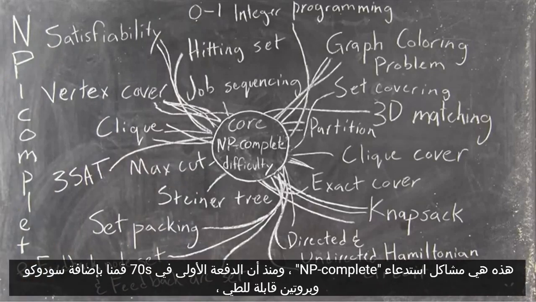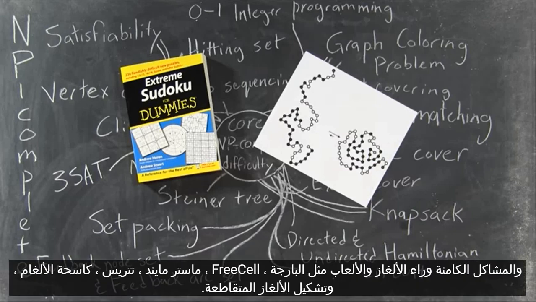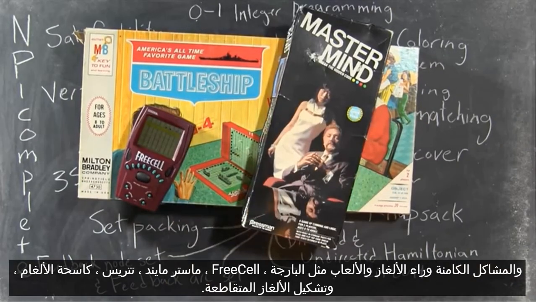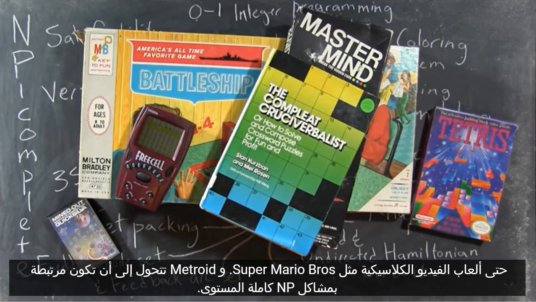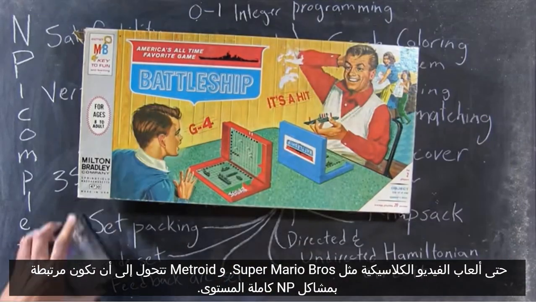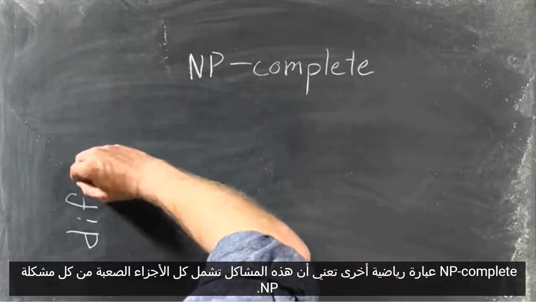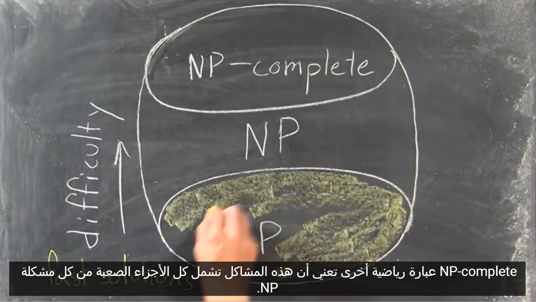These are called NP-complete problems, and since that first batch in the 70s, we've added Sudoku and protein folding and problems underlying puzzles and games like Battleship, Free Cell, Mastermind, Tetris, Minesweeper, and making up crossword puzzles. Even classic video games like Super Mario Bros. and Metroid turn out to be connected to NP-complete level traversal problems. NP-complete is yet another math phrase meaning that these problems include all the really hard parts of every NP problem.